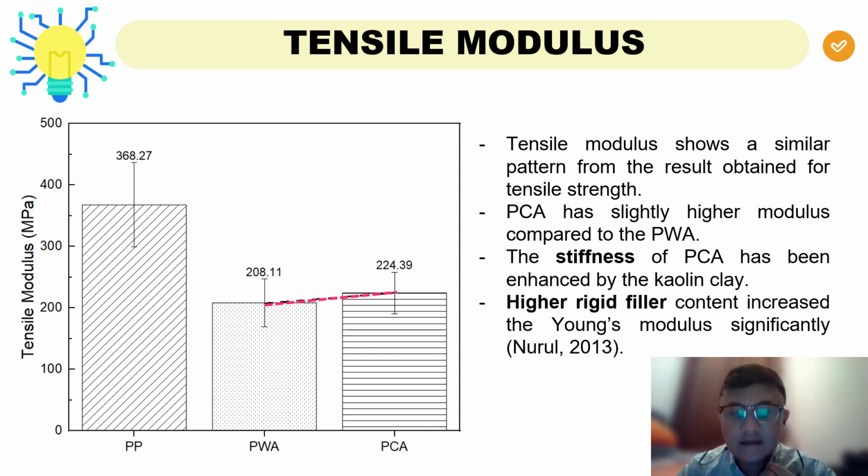Tensile modulus. Tensile modulus shows a similar pattern to the result obtained for tensile strength. PCA has slightly higher modulus compared to the PWA. The stiffness of PCA has been enhanced by the kaolin clay. Nurul 2013 said higher rigid filler content increased the Young's modulus significantly.